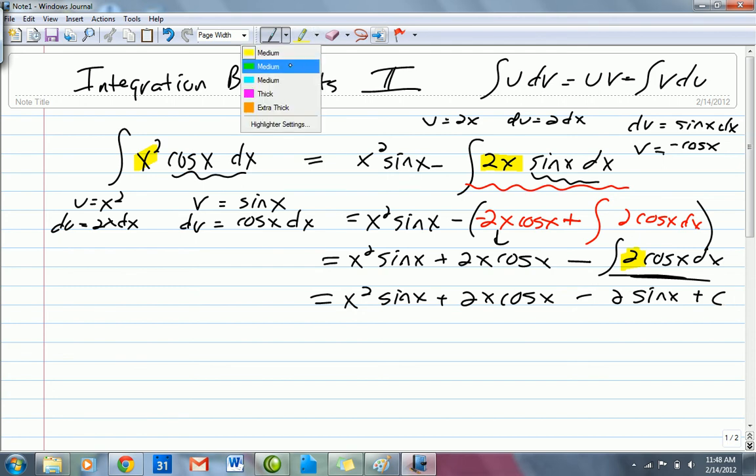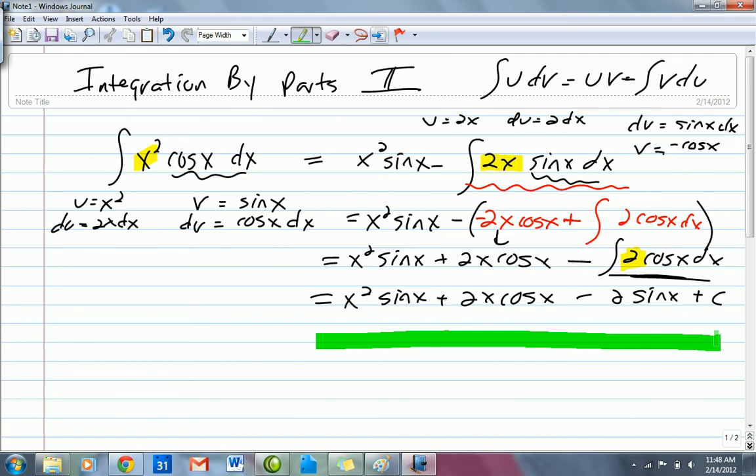Okay, so there are two parts there. The first round of integration by parts bumps the x squared down to a 2x. The second round, when I apply parts again to this piece, bumps that 2x down to a 2, which I can then integrate. Okay, so that's kind of a trickier type of integration by parts.